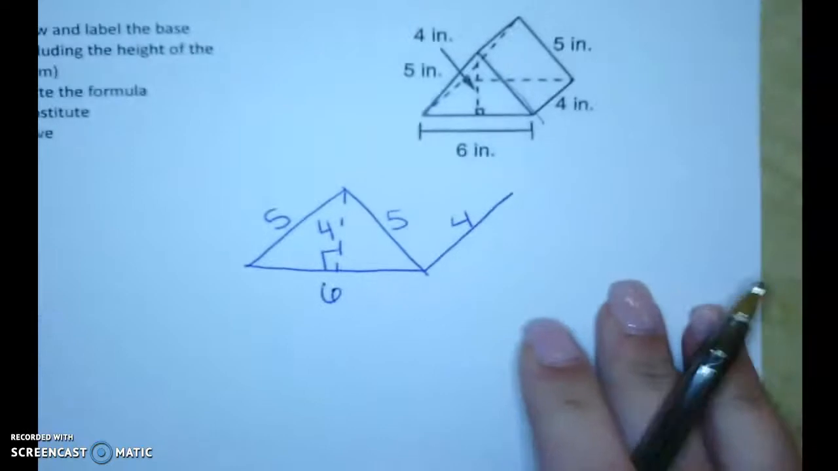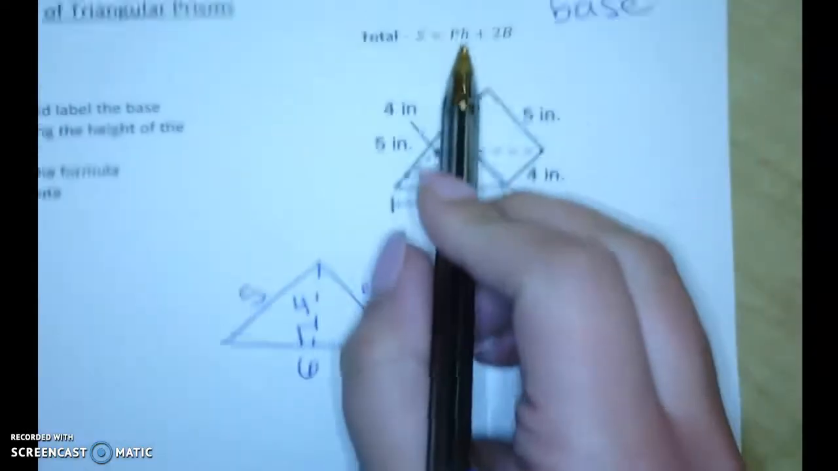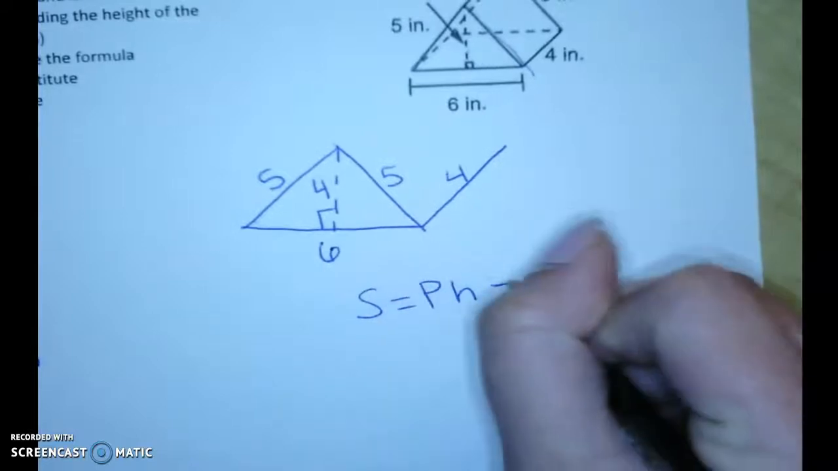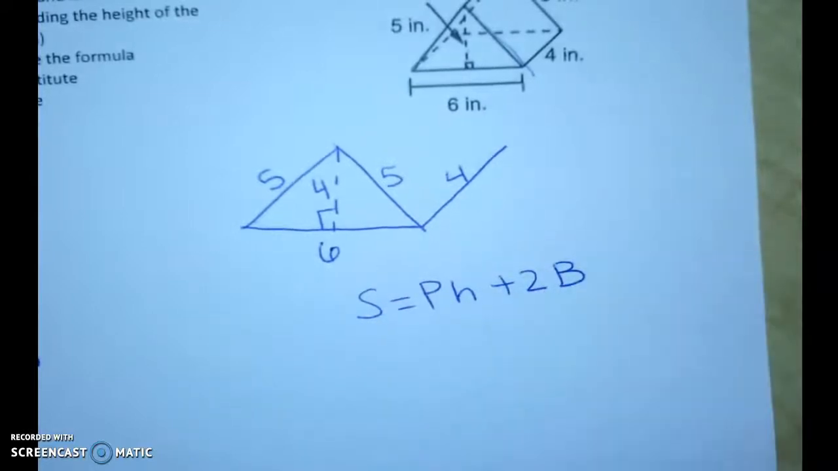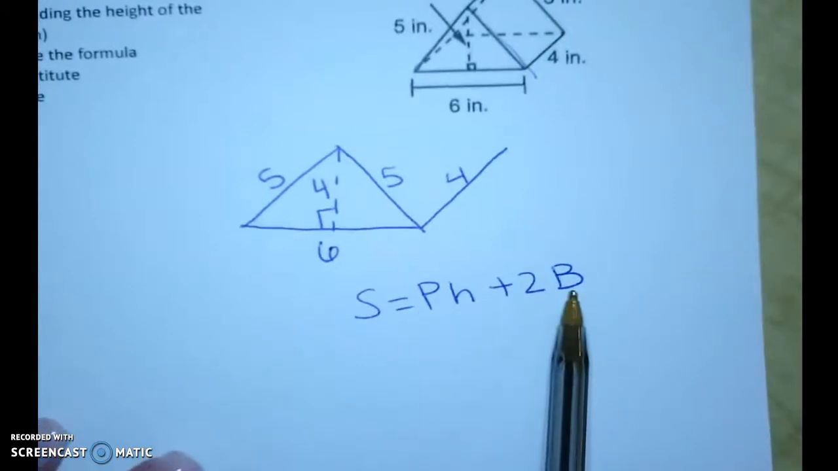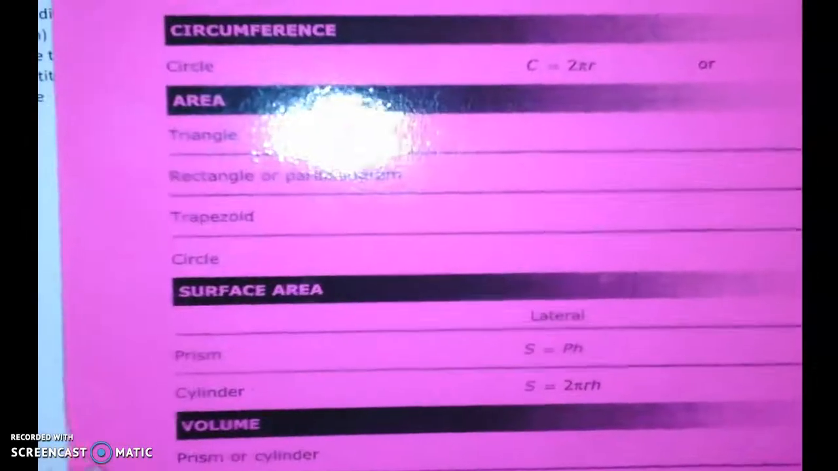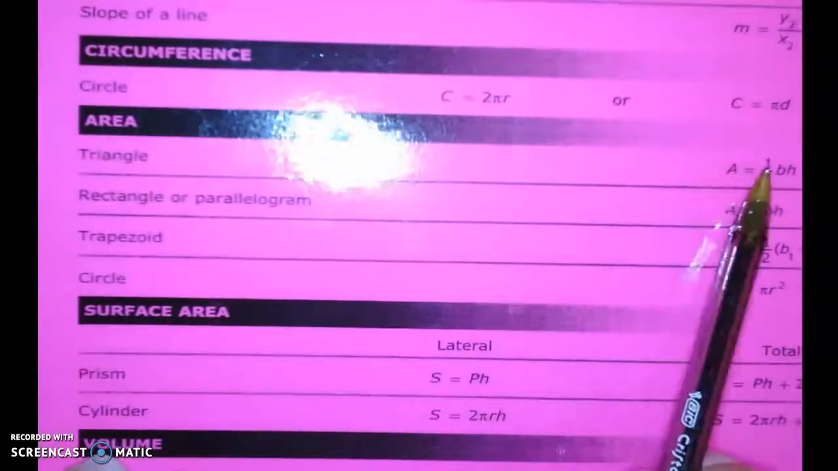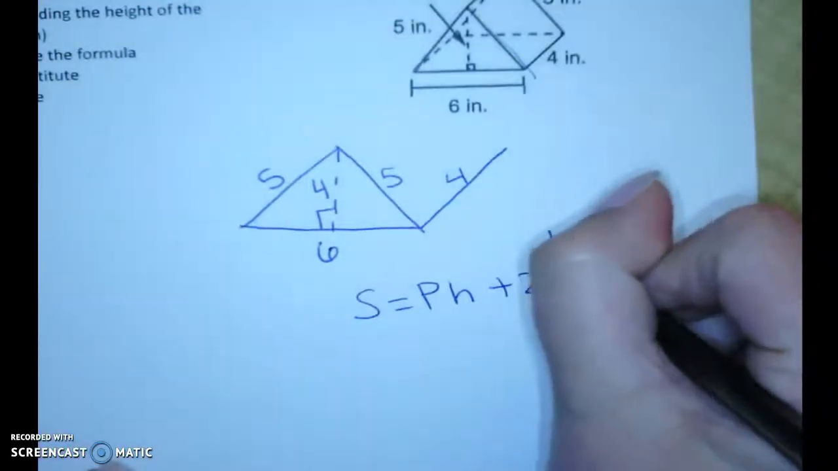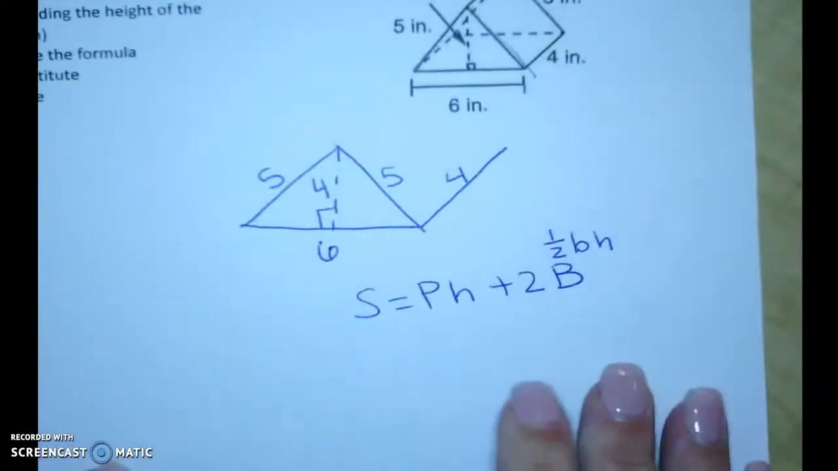All right, next step is write the formula. So I'm just rewriting this formula down here. S equals big P times H plus 2 times big B. Remember, P is perimeter of the base, but then big B is area of the base, okay? So that's where you're going to come back over here. Your base is a triangle, so you're going to use 1/2 BH for big B. So I'm going to write that right there so I don't forget.